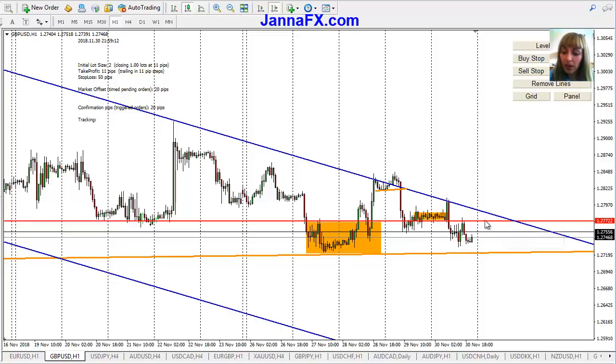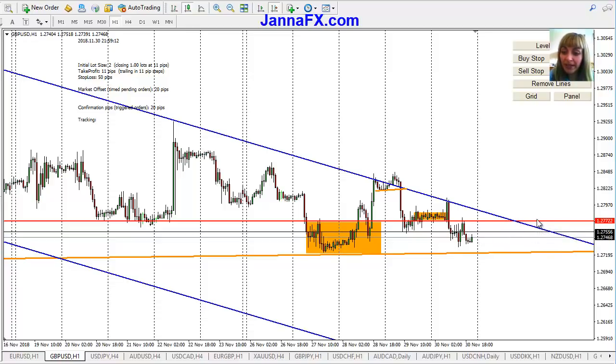And of course, somewhere around here depends. It might go here and break it a little bit here. So of course I would use the red level then to place my pending orders for buy. Okay, so that's what I'm saying.